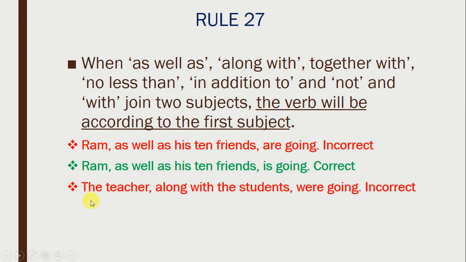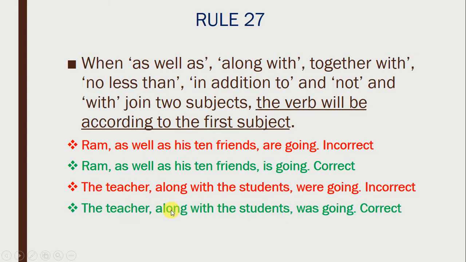Let's see another example. The teacher along with the students were going. First subject is what? The teacher, which is singular. So a singular verb should be used. The teacher along with the students was going.